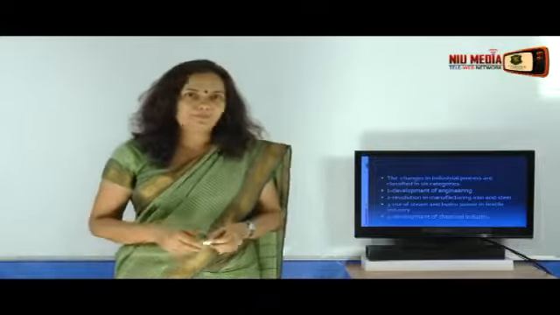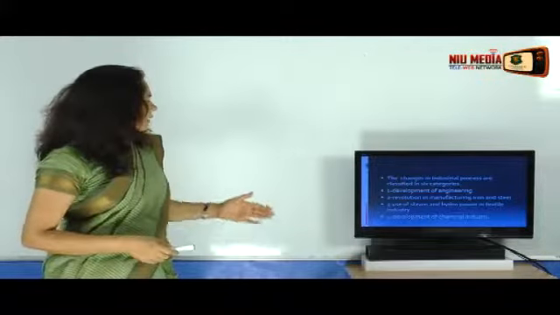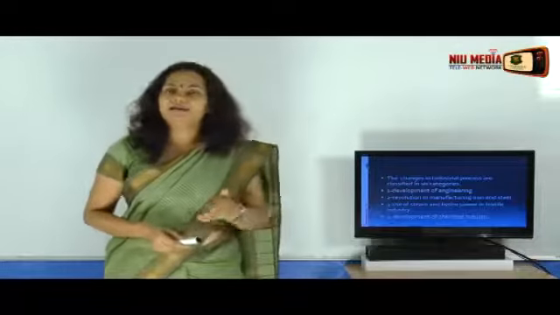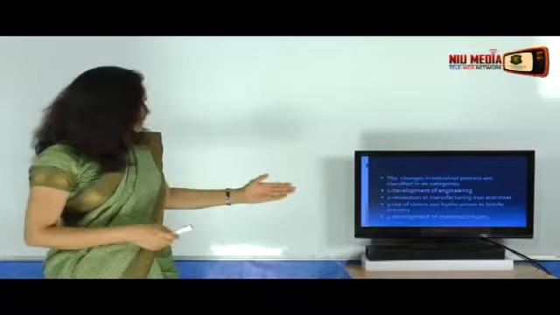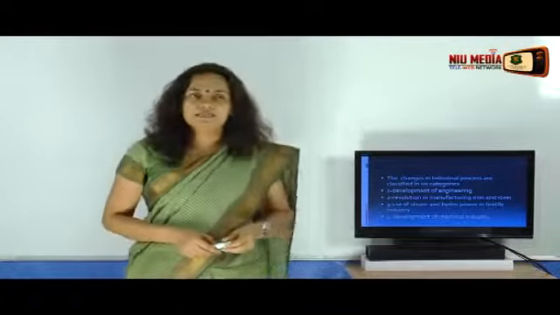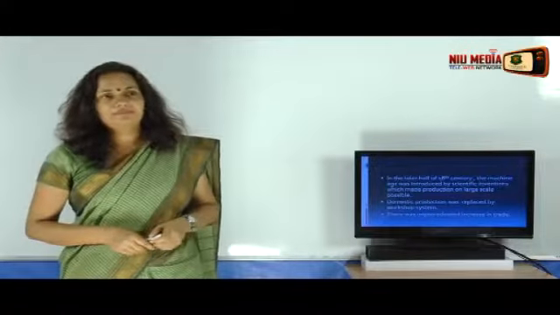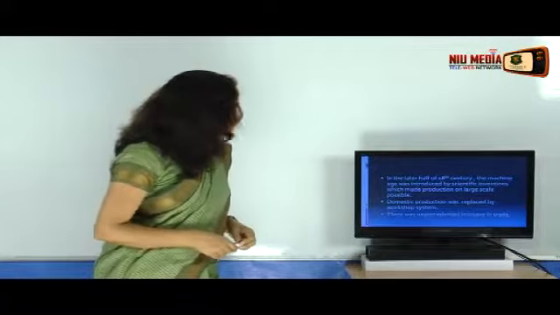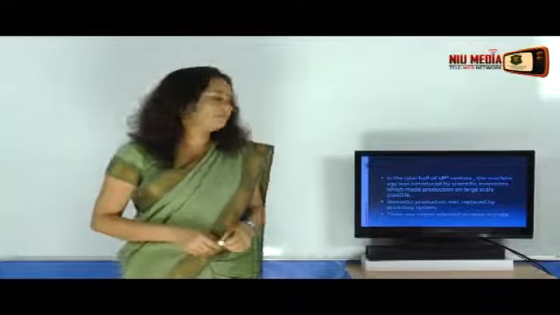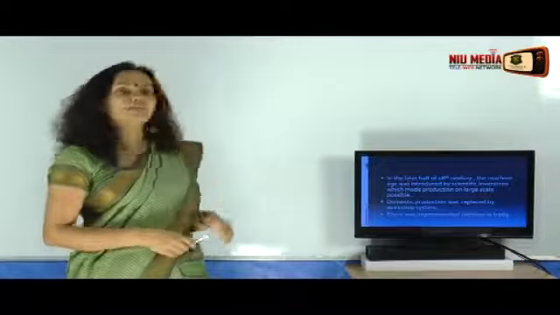First, I would like to explain what kind of revolution there was. Development of engineering, revolution in manufacturing iron and steel, use of steam and hydropower, development of chemical industry. Next, in the later half of the 18th century, the machine age was introduced by scientific inventions which made production on a large scale possible. Domestic production was replaced by machine production.